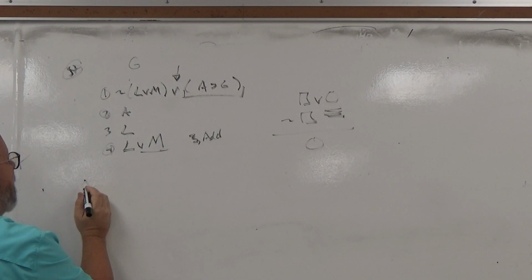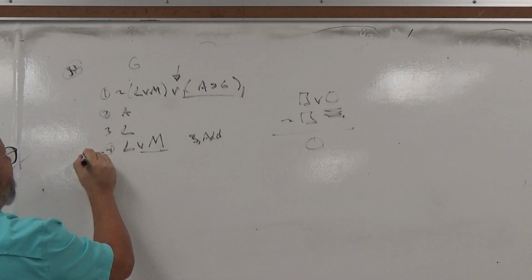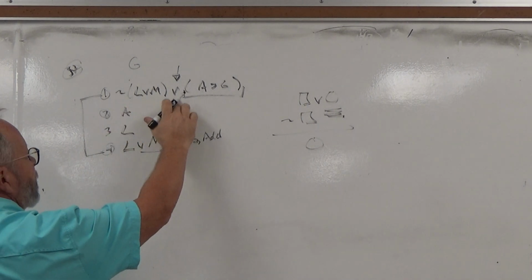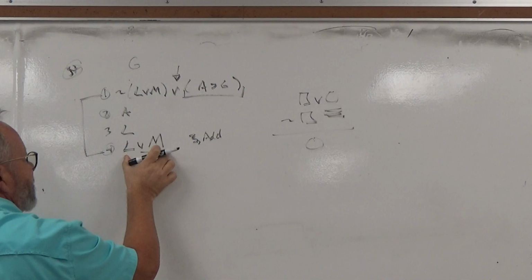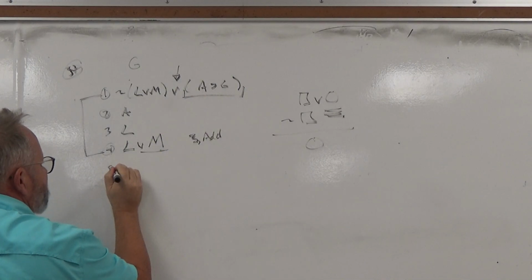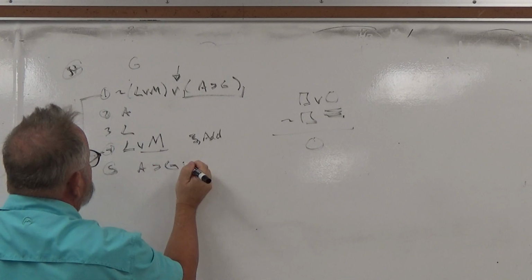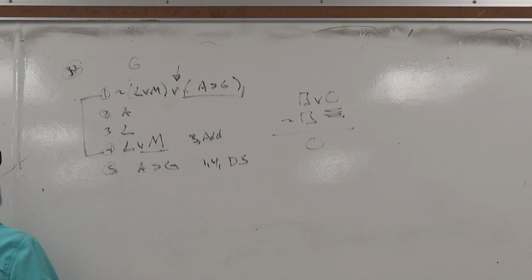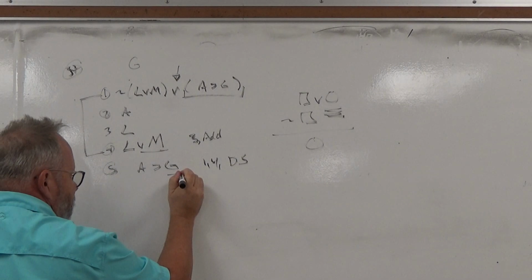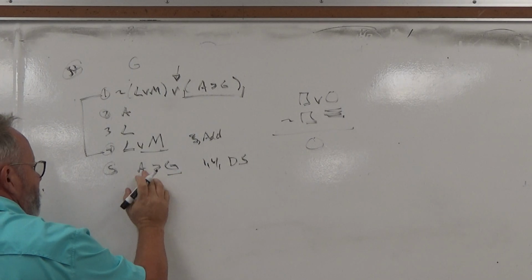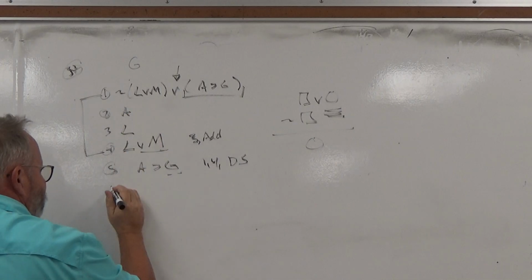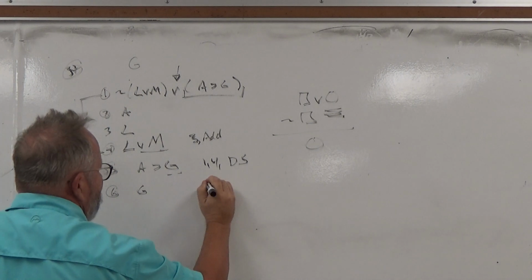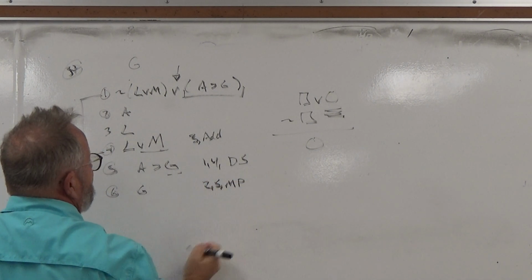All right, now that I have this, look at 1 and 3. I've got this arrangement now, disjunctive syllogism, blah or this. I have the opposite of this, so I get that. So I get A, then G from 1 and 4, and this is disjunctive syllogism. Remember, we are after the G. Now, this says if you have an A, then you get a G. There's an A. So I can say G from 2 and 5, modus ponens, and we're done.